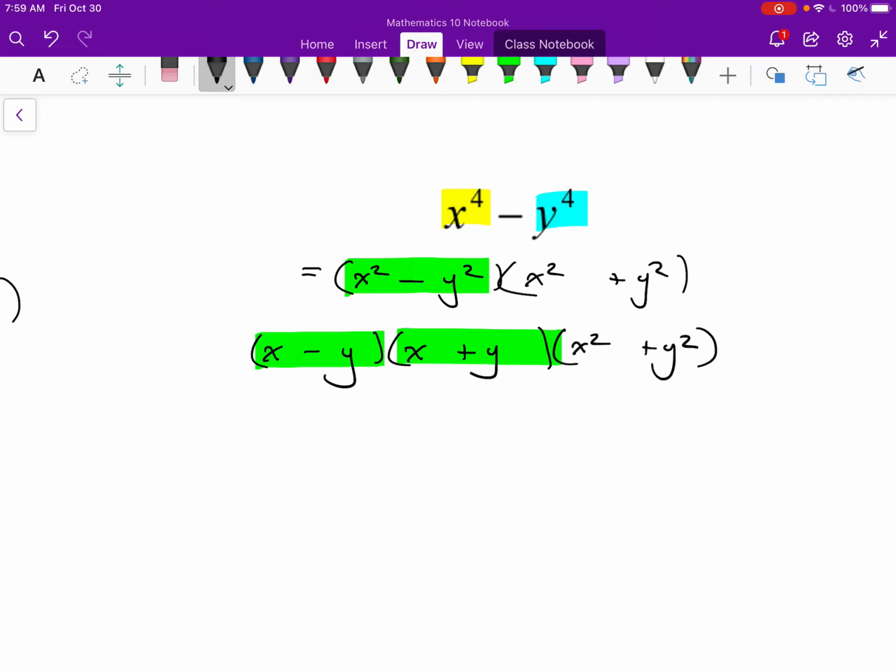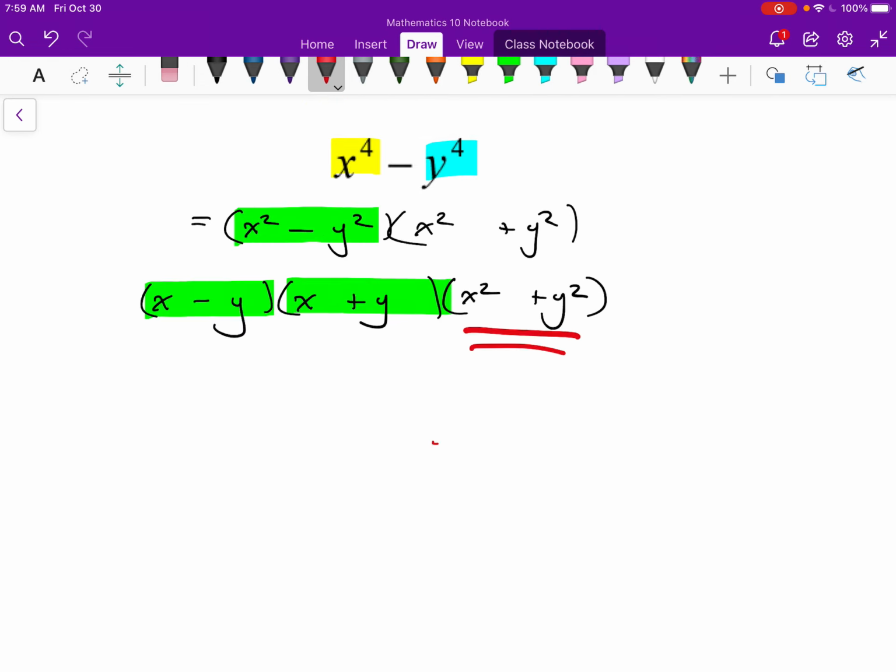A common mistake is to think that this part right here, what I've underlined in red, is the same as x plus y times x plus y. But that's wrong. Again, if we multiply x plus y times x plus y, we'll get 3 terms actually after we collect like terms, not 2.